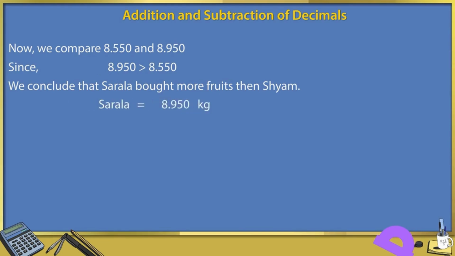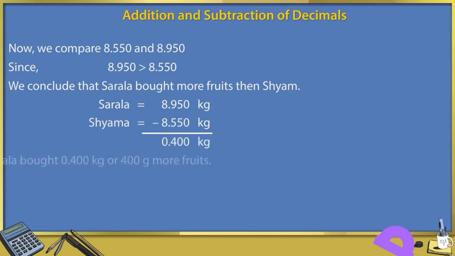Sarla, 8.950 kg, minus Shyam, 8.550 kg, is equal to 0.400 kg. Sarla bought 0.400 kg or 400 gram more fruits.